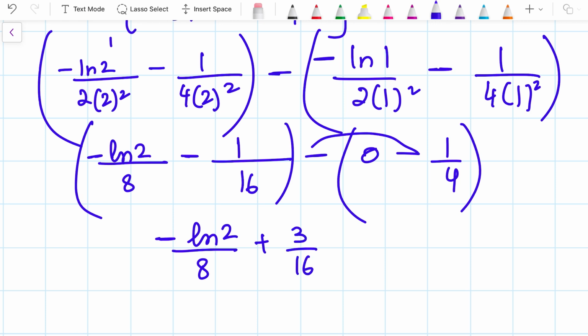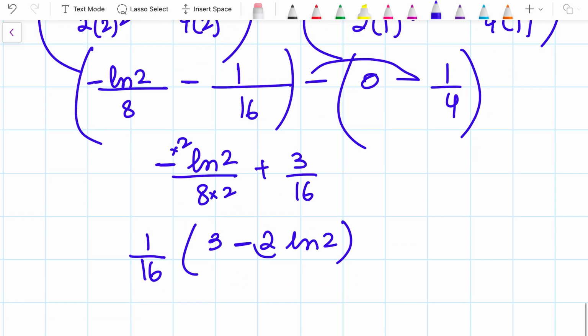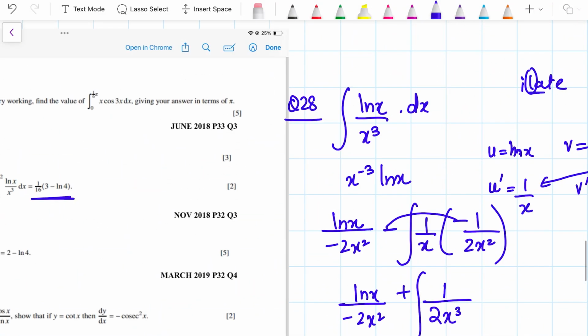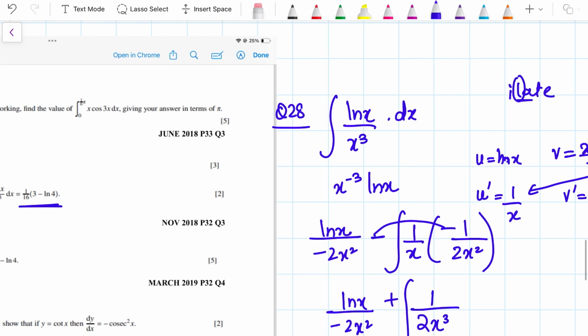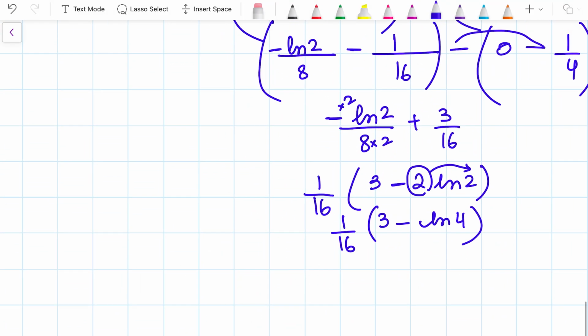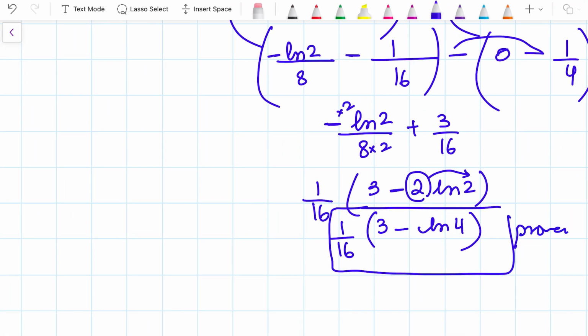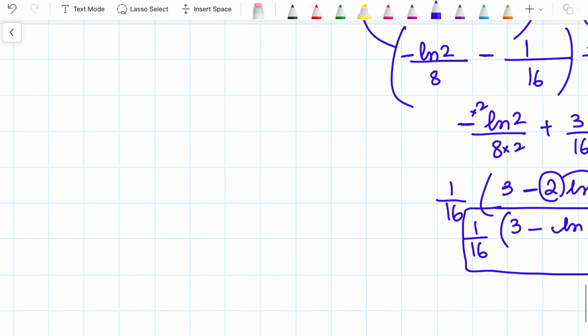Now, can I take the LCM? The 2 can go up and become the power. 2 square is 4. And this is exactly what they want us to prove: 1 upon 16, 3 minus ln 4. So proving the question in the last step is important because sometimes students get stuck with it.